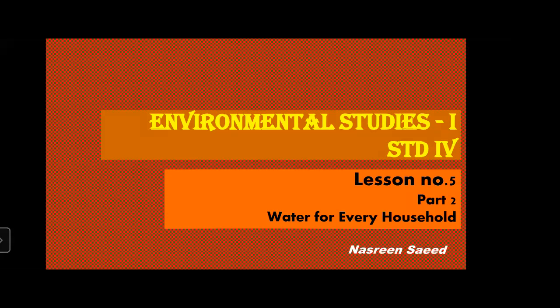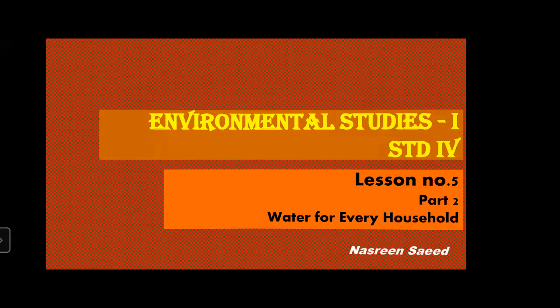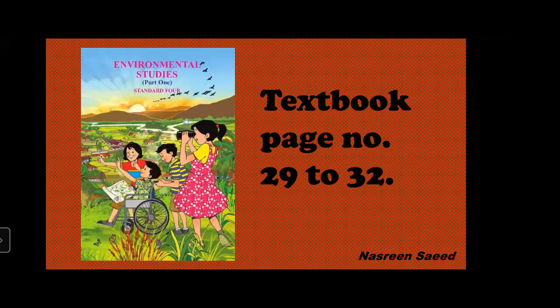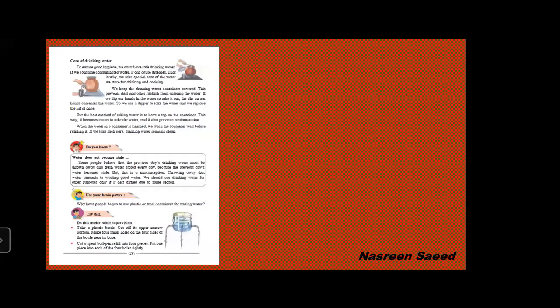I'll be covering your textbook page number 29 to 32. These pages I'll be explaining you today. This is page number 29 of your textbook. From use your brain power we completed last time. So from try this we'll be starting. First I'll be doing a small revision of what I did last time. After that we'll be starting from try this from page number 29.